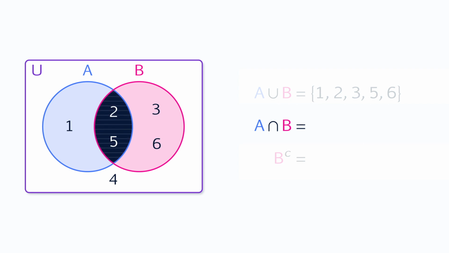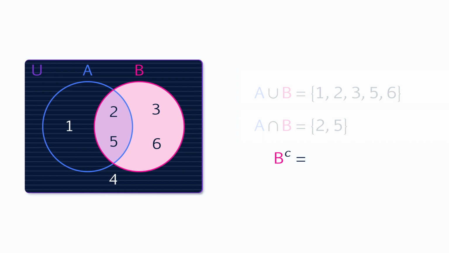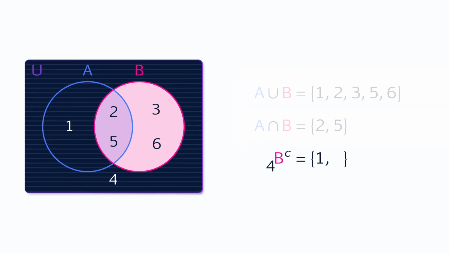The intersection of the subsets A and B contains the elements 2 and 5, which are in the overlapping area. Finally, let's find the complement of just the subset B. Remember that a complement is denoted by a small c raised next to, or a bar over, the B. B^c is the set containing all the elements located outside circle B, which are the numbers 1 and 4.